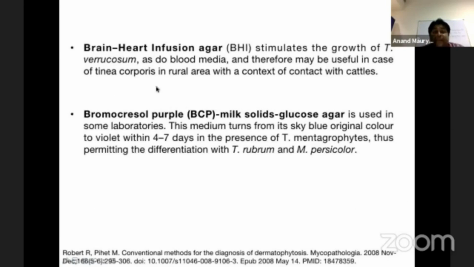Now let us come to brain heart infusion agar. This also stimulates the growth of T. verrucosum. As a blood medium, it may therefore be used in the case of tinea corporis in rural areas. And there is BCP milk, which is again used in some laboratories, and we have already discussed it.